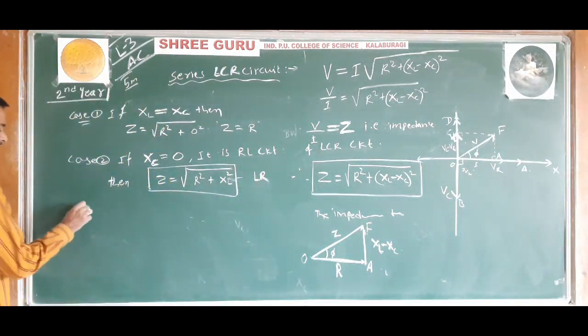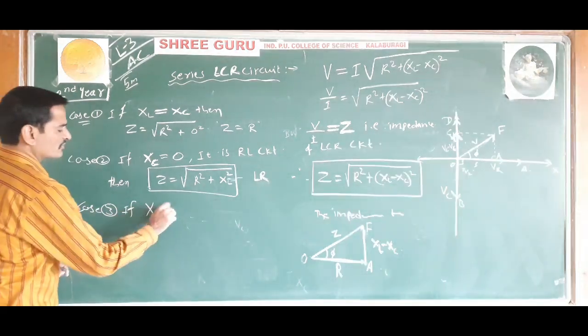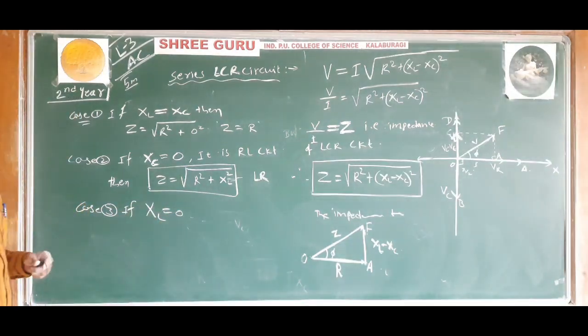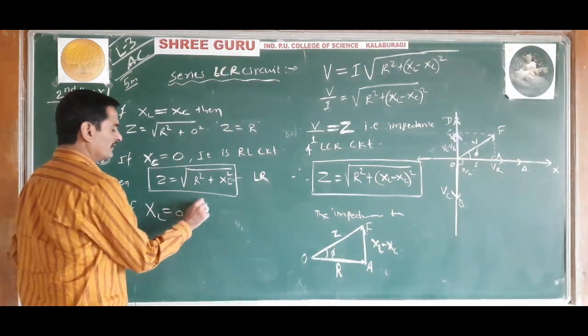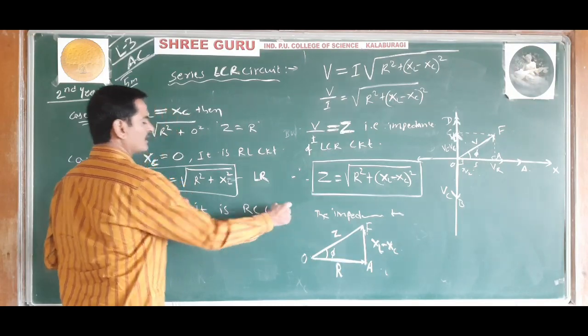So now case number 3. If XL is equal to 0, that is inductor is not there, then it is RC circuit. Then it will be called RC circuit.